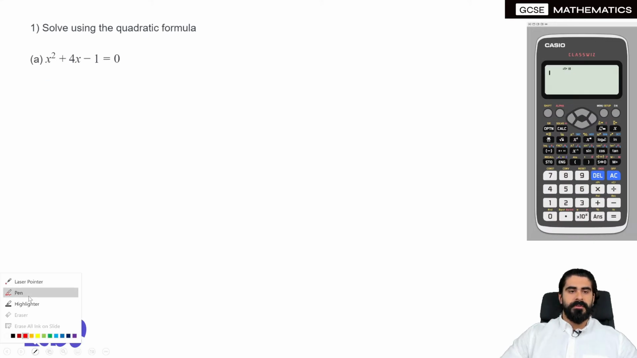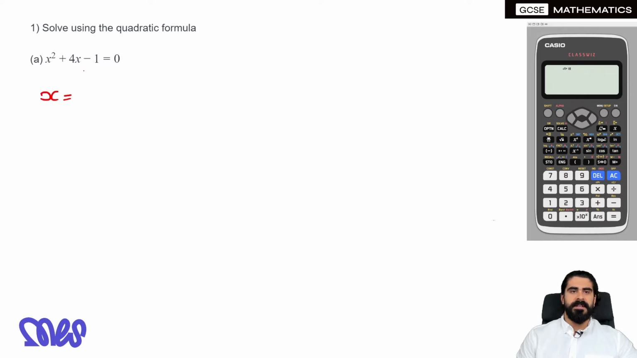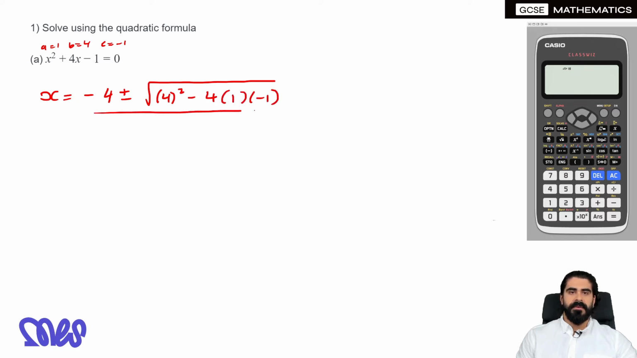Question 1. Solve using the quadratic formula. So we know the quadratic formula is minus b plus or minus the square root of b squared minus 4ac over 2a. So in this case, we're going to have x equals negative b. So we have our a is 1, we have b is 4, and c is minus 1. So we're going to have negative 4 plus or minus the square root of b squared minus 4ac all over 2 lots of 1.